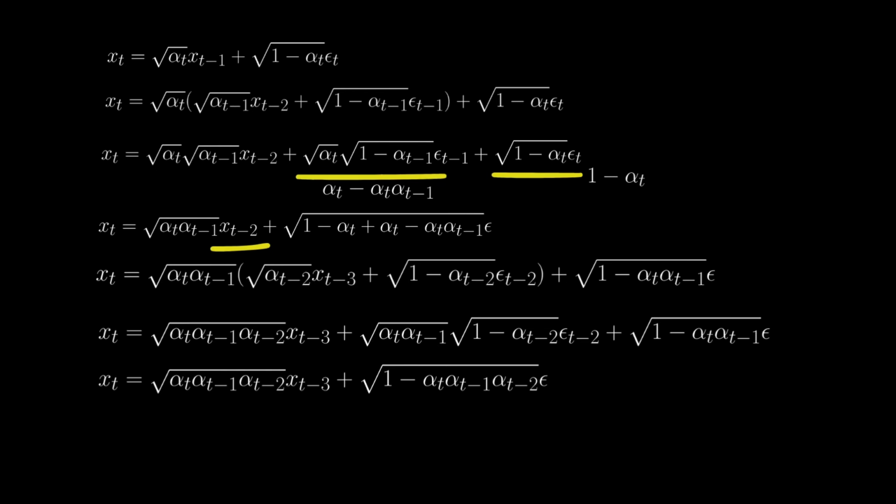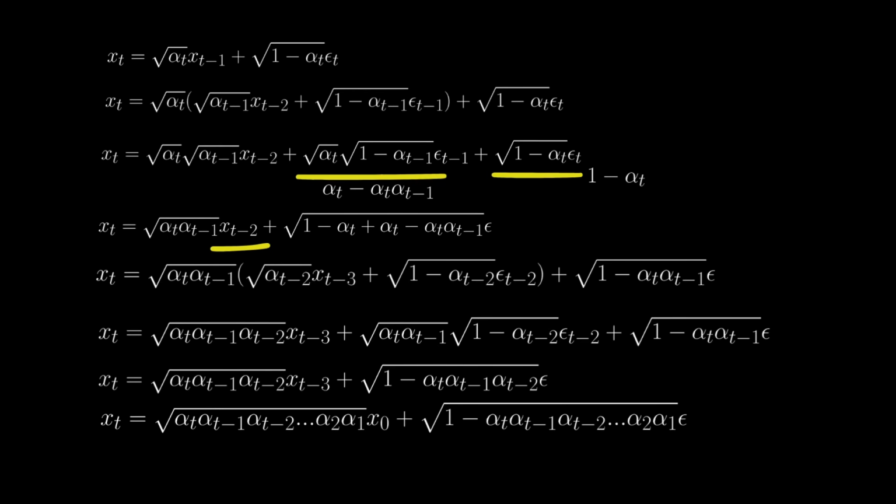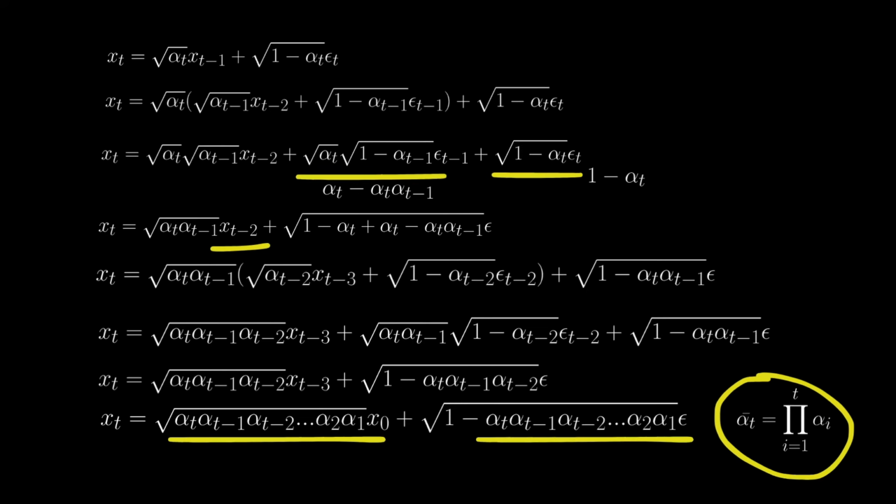We can see the pattern that's coming up, and if we repeat this till x0, what we'll get are these two terms. So we are going to define this cumulative product of alphas from i equal to 1 to t as this term, and then we can rewrite the last equation as this. And finally, we see that we can actually go from the initial image to the noisy version of the image at any time step t in the forward process in one shot. All we need is this cumulative product term, which can be pre-computed, the original image, and a noise sample from a normal distribution.